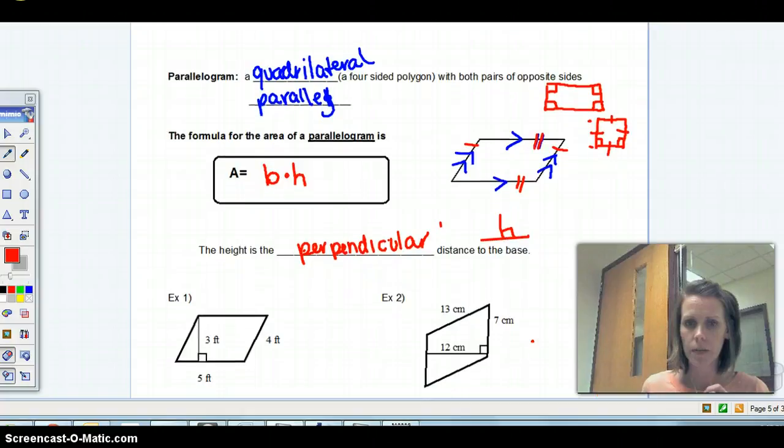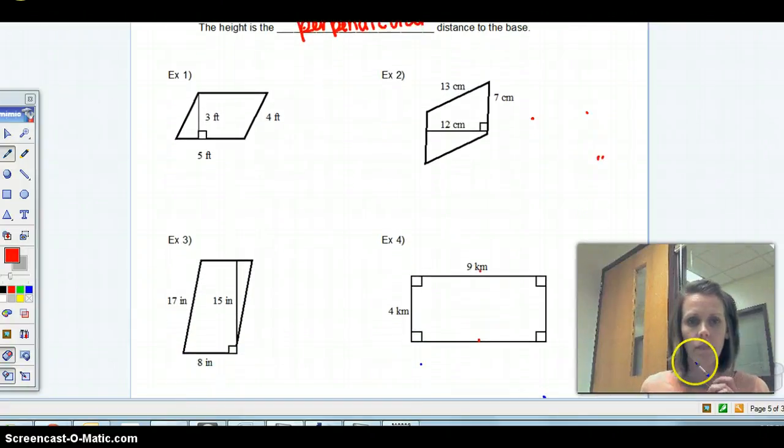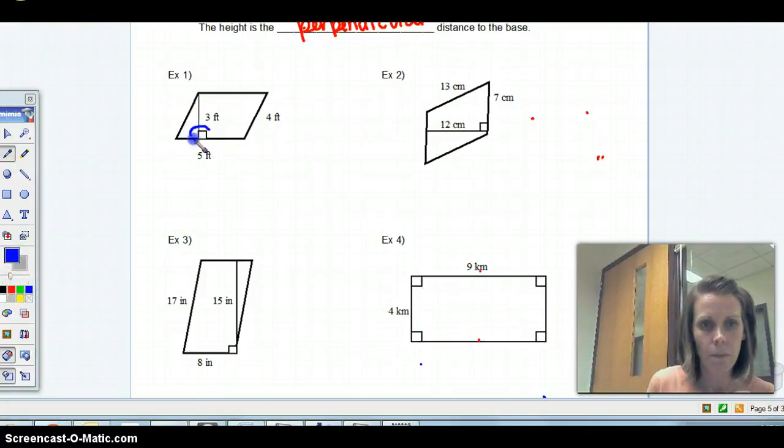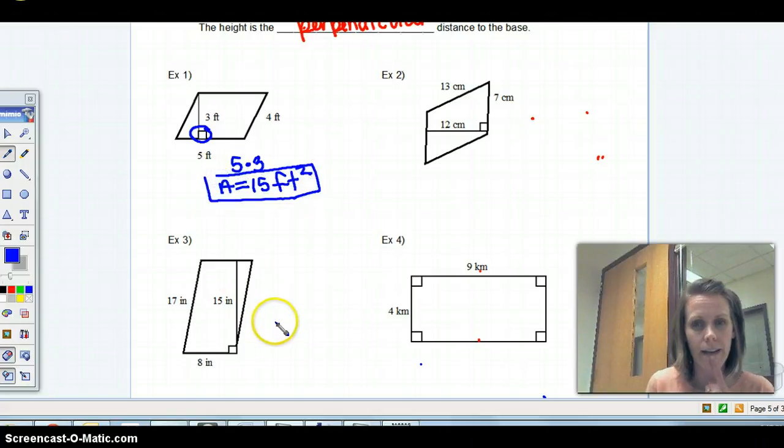Let's go ahead and try some examples here. So we see some parallelograms, and we're going to find the area by taking the base times the height. So I'm going to look for that perpendicular height again. For this shape, the base is 5, so 5 times the height, which is 3. So simple, right? Area is just 15, and it's still units squared, so feet squared. And that's all you have to do. Okay, pretty simple.